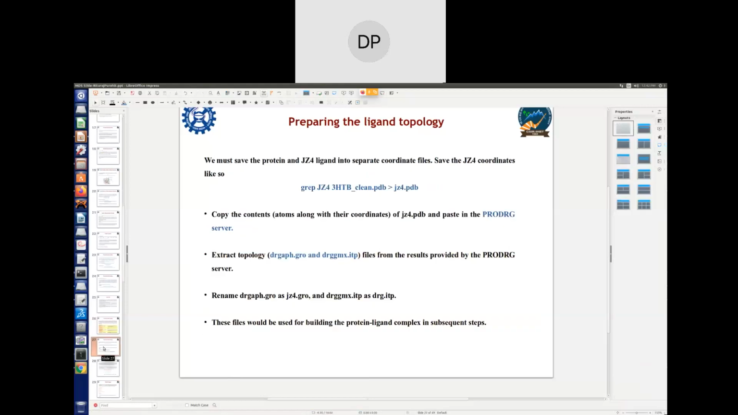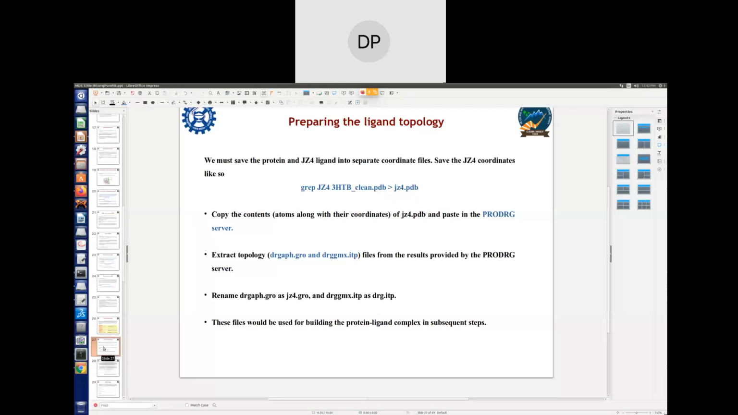Preparing the ligand topology: we must save the protein and JZ4 ligand into separate coordinate files, so that we need to differentiate them. While starting itself, you need to remove your ligand, process it through the external server, and process your protein through GROMACS. Copy the contents. These are the steps which you need to perform while preparing the simulation system, which you will see in the second half, how we can do each individual step.